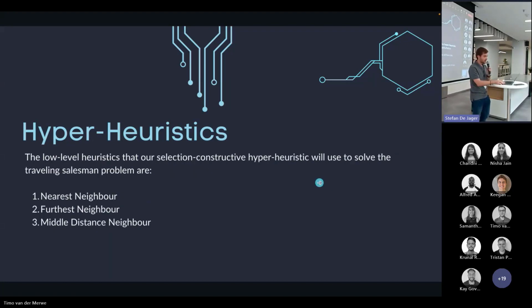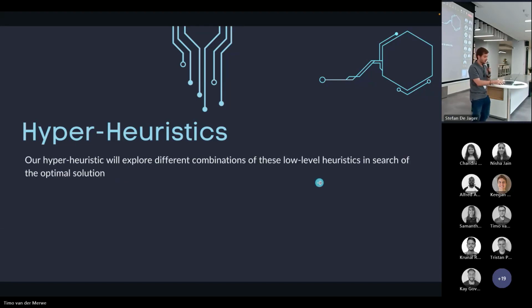And we already have those heuristics. So the low-level heuristics that we're going to use for our hyper-heuristic is the nearest neighbor heuristic that we know from our example, the furthest neighbor heuristic that we also know from example, and a new heuristic called the middle distance neighbor heuristic. So instead of choosing the city that's closest or furthest away, you're just going to be choosing the city that's sort of in the middle.